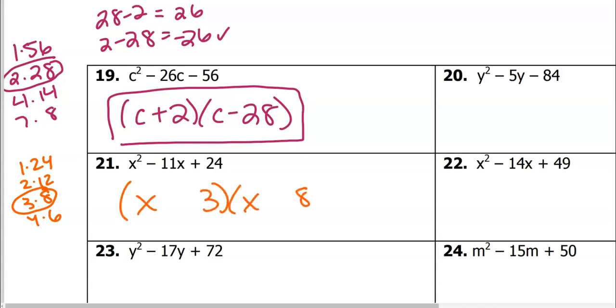They are both negative. Good. Remember, positive 24 means we either had both positives or both negatives. Fun fact, the other sign is what they are. See how it's negative 11? So that tells you they both have to be negative. There are little shortcuts sometimes. So negative 3 times negative 8 gives you positive 24. Negative 3 minus 8 gives you negative 11.